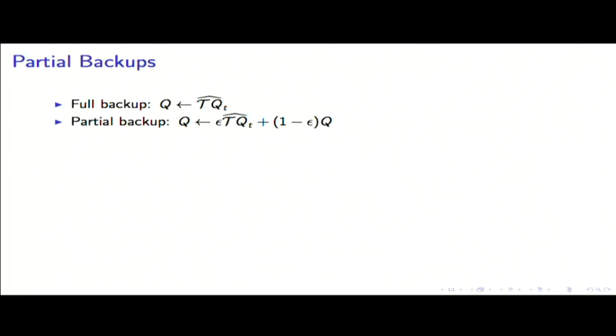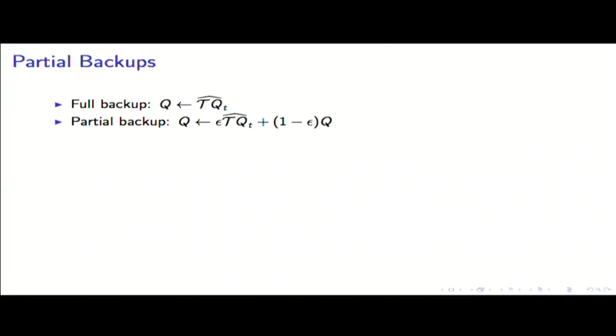Now we can consider another variation on this algorithm. So let's say in the previous slide we were trying to do a backup where we take the Q value and we replace it by this estimate of the Q value, this TQ hat, which is just the estimator of the Q value. But maybe that's really noisy. So even though it has the right expectation, since there's so much noise, our Q value is going to get worse if we just apply this.